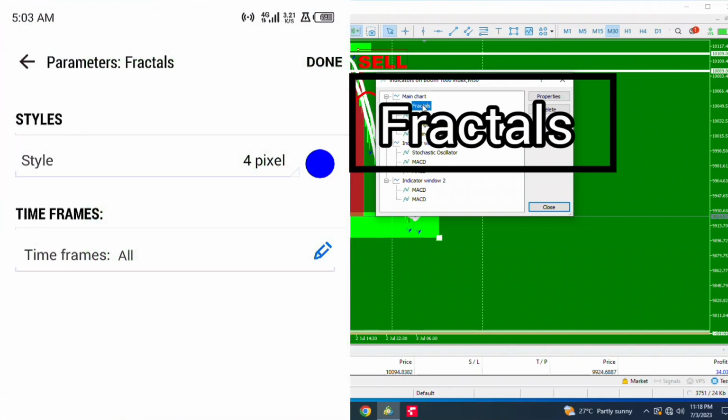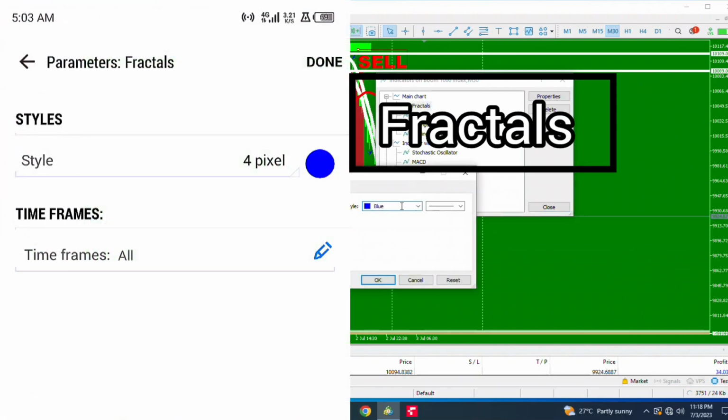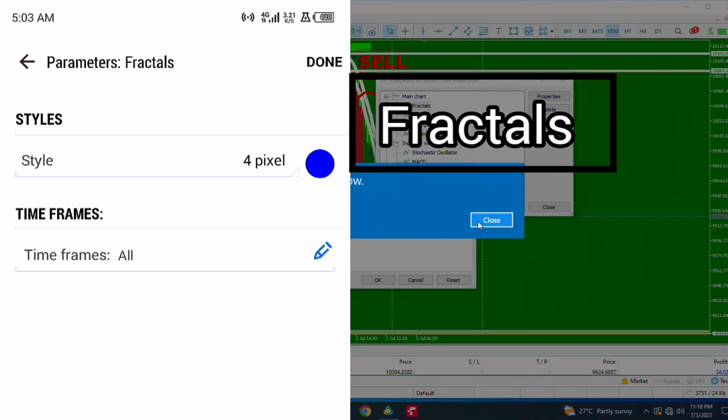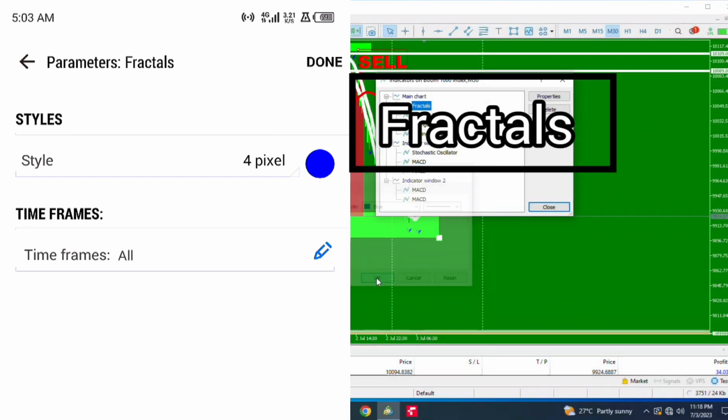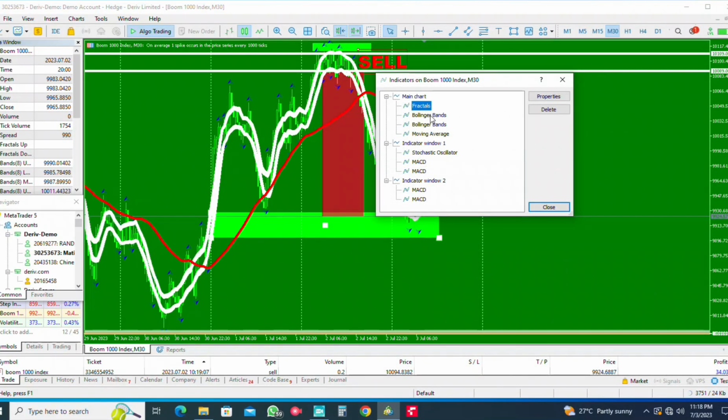We're starting from the fractals, so this is the setup for fractals. I'll click on my fractals and enter the setup. Remember, the color for fractals is blue, dark blue. Then choose the size you want, any size you want. So that's for fractals.